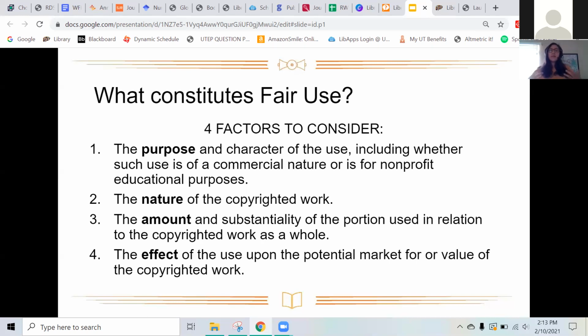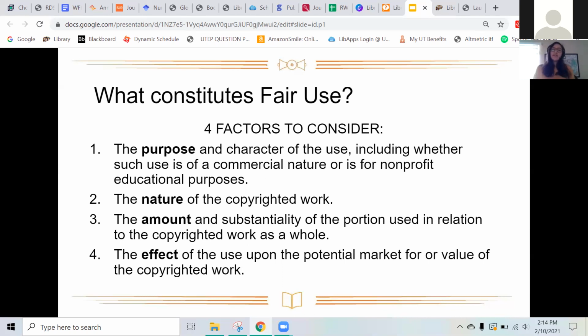The third is the amount and substantiality of the portion used in relation to the copyrighted work as a whole. So this is just the amount of the copyrighted work that you use. Are you using the whole thing? Are you using a certain portion of the thing? That's another factor to consider. For the amount, copyright law has never established a percentage or a number of pages or a proportion that constitutes substantial. So it's very vague. A lot of times different institutions will set a limit, saying we're going to follow this limit. That's a little vague, so you have to consider it on a case by case basis.